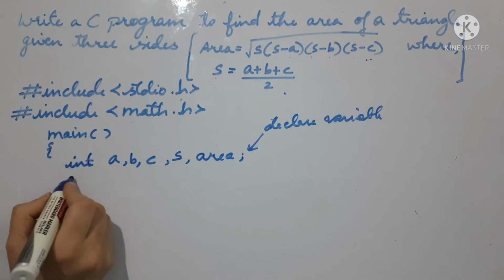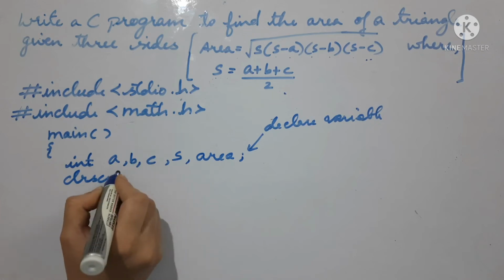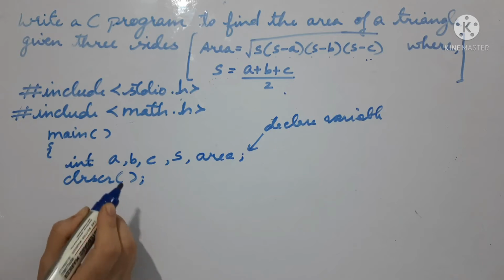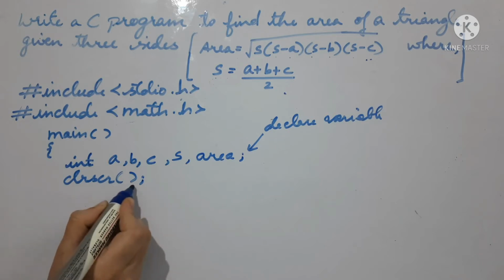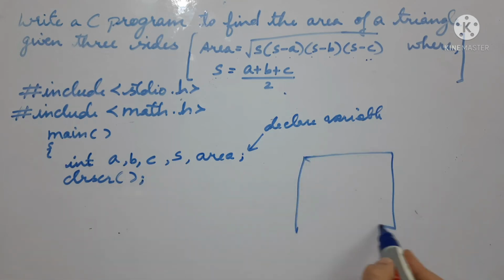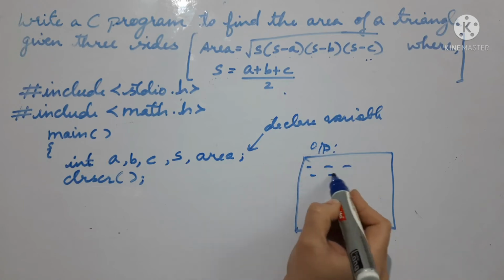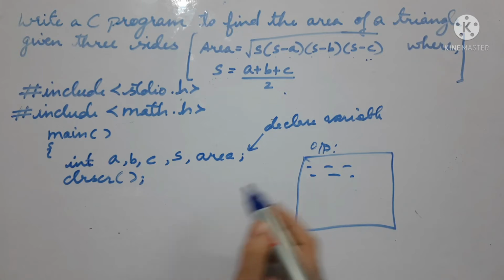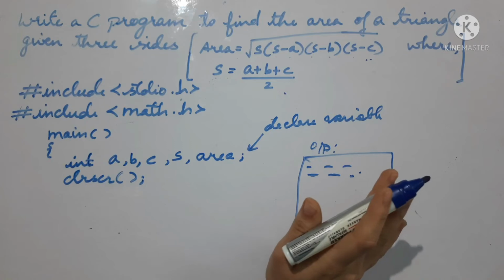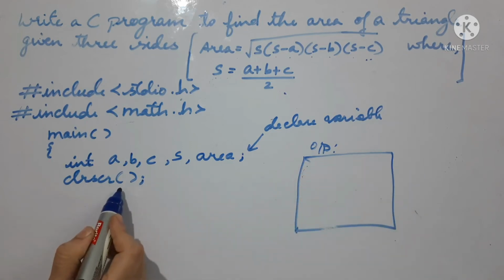Now next I will make use of a line CLRSCR. This is nothing but the clear screen function. The clear screen function is used to clear the output screen. Suppose you have written some previous program, that output will be displayed. If you just run this program, then the output of the previous program will be as it is. If you don't want the output of the previous program, then you have to make use of the clear screen function.